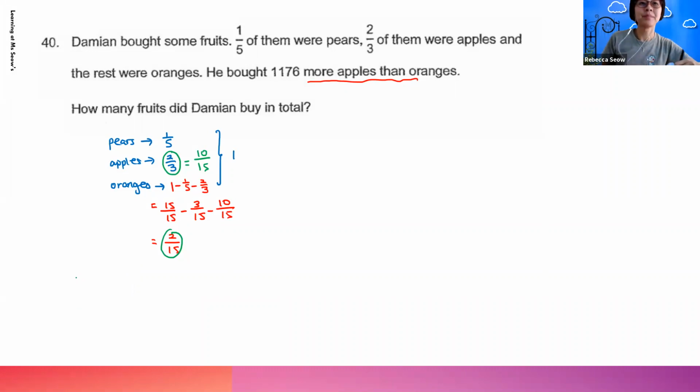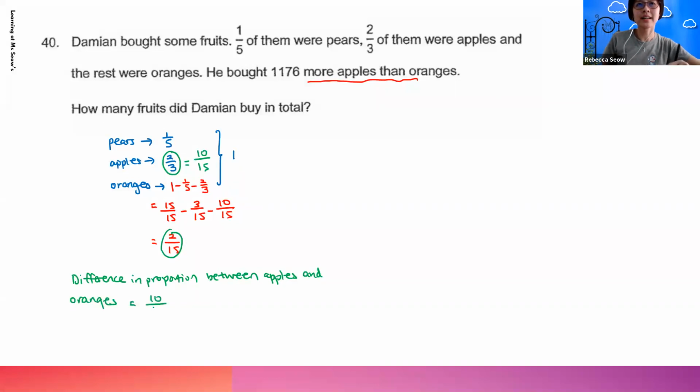Yeah, because we find the difference in proportion between apples and oranges.